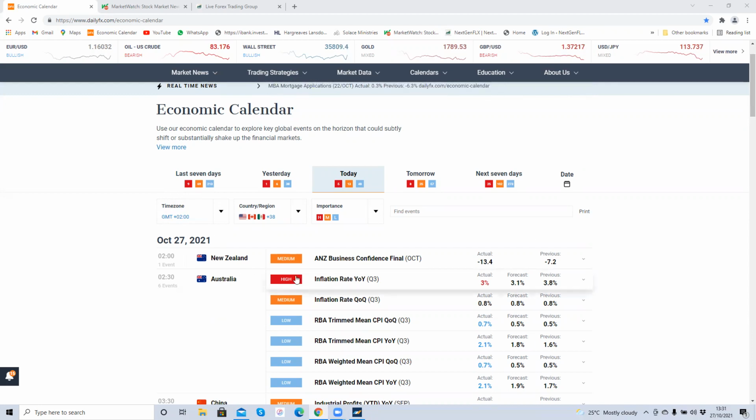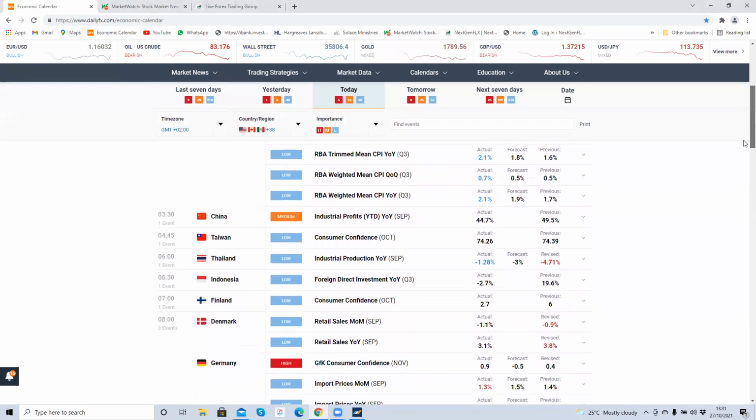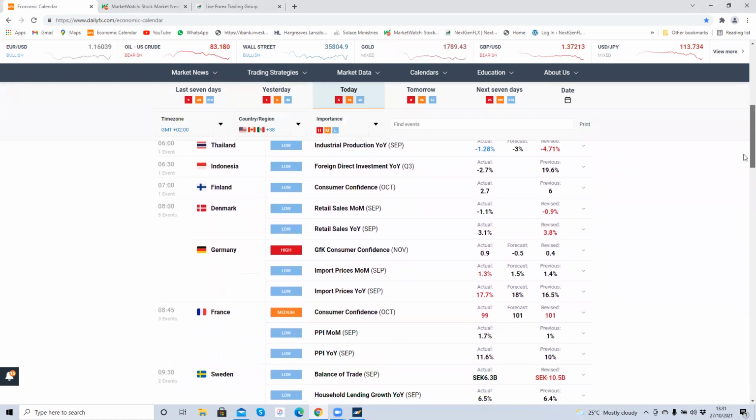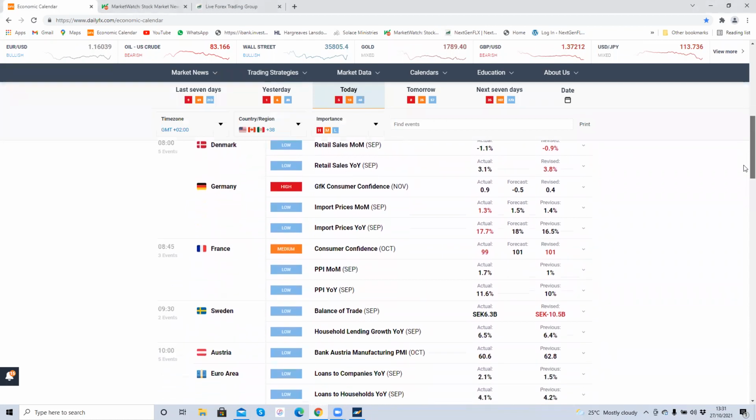So like I said earlier, we're looking at the Euro-US dollar and the dollar-Canadian dollar. So we're looking for reports of high importance that could affect those markets. So let's have a look. We can see at 8 o'clock this morning, GMT +2, we have the German Consumer Confidence Report due out of Germany. And of course, Germany being the powerhouse in Europe, that would affect the Euro-US dollar or currencies paired with the Euro.